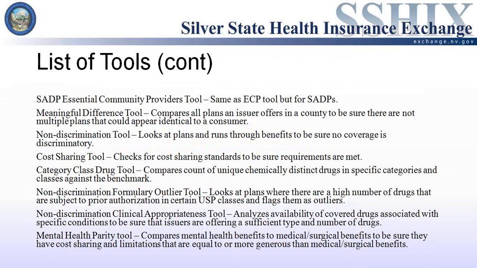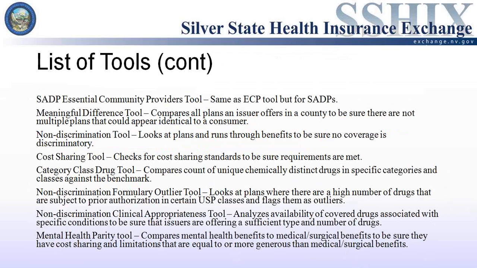The category class drug tool compares the count of unique chemically distinct drugs in each category and class for each drug list against the benchmark. And the update is simply that it accommodates new 2016 data.